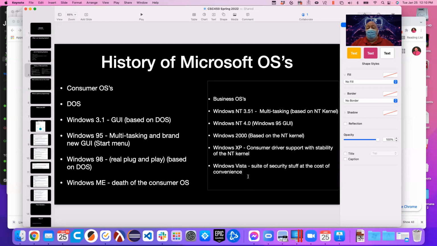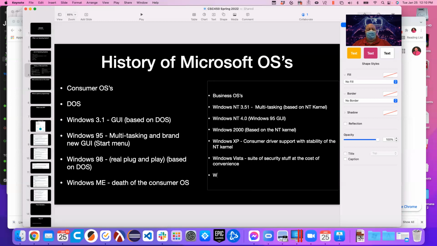So in any case, Windows Vista, we would call an extremely secure operating system at the cost of being pretty inconvenient. So I think a lot of users did not like Vista because it was annoying to use. But in terms of the quality of the OS, nothing wrong with Vista. What came after Vista? Go ahead. Okay, so Windows 7. Call this guy Fixed Vista.